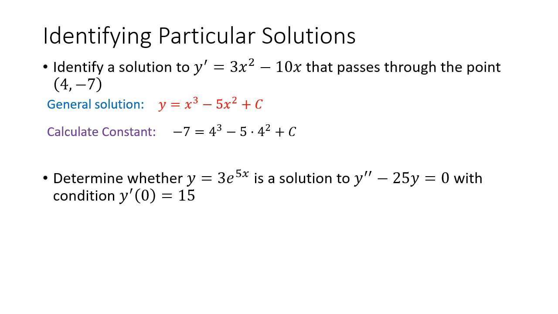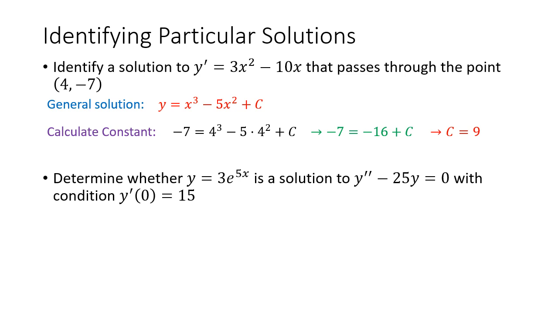We can then simplify the right side, which becomes negative 7 is equal to negative 16 plus c, and then add to get c is equal to 9. To be clear, we have not yet found a particular solution. We have the parts there to solve it. However, c equals 9 is not the answer.